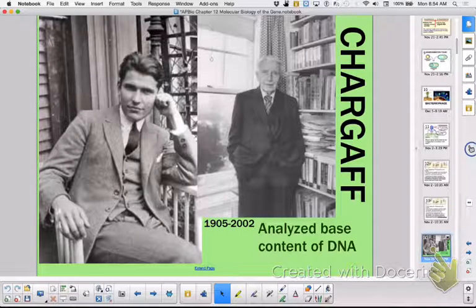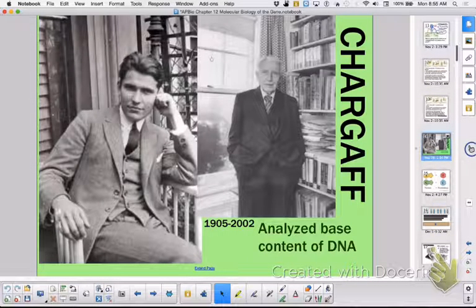Chargaff, this scientist, lived from 1905 to 2002, and they always show these scientists as old, shriveled up people. I just wanted to say, look at him when he was younger. Wasn't he handsome? I think it's totally cute, right? He's a hottie. So, yes. Okay, I just thought I would show you what he looked like.